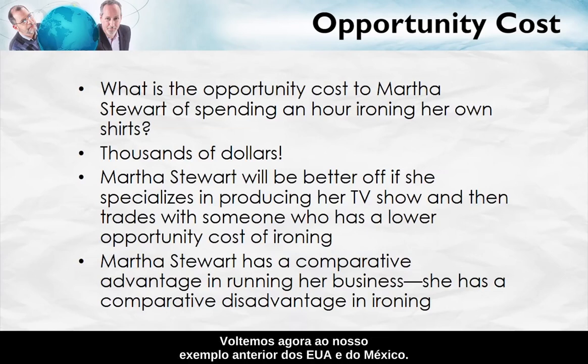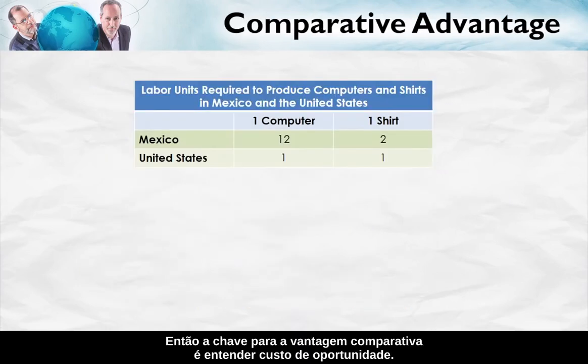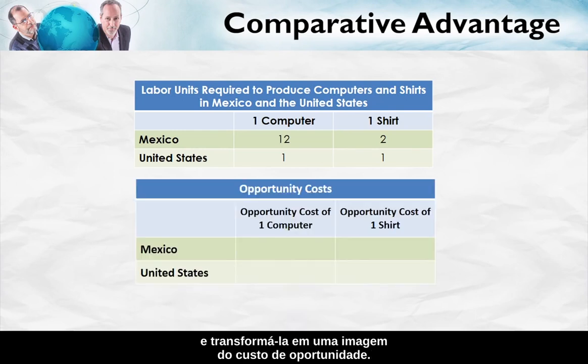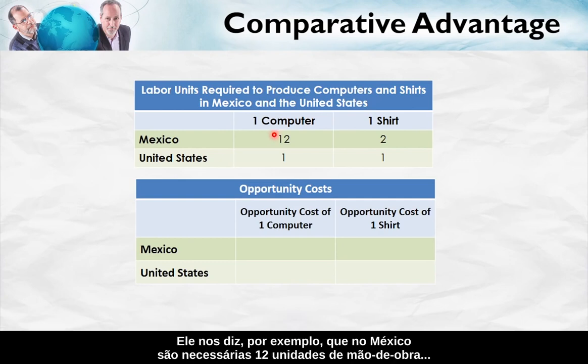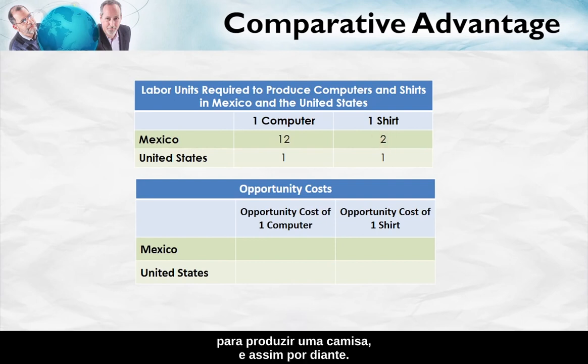Let's go back now to our previous example of the United States and Mexico. So the key to comparative advantage is understanding opportunity cost. So let's take this previous figure we had from a previous slide and turn it into an opportunity cost figure. So remember what this top figure tells us. It tells us, for example, that in Mexico it takes 12 units of labor to produce one computer, and in Mexico it takes 2 units of labor to produce one shirt, and so forth. For the United States, it just takes 1 unit of labor to produce either a computer or a shirt.